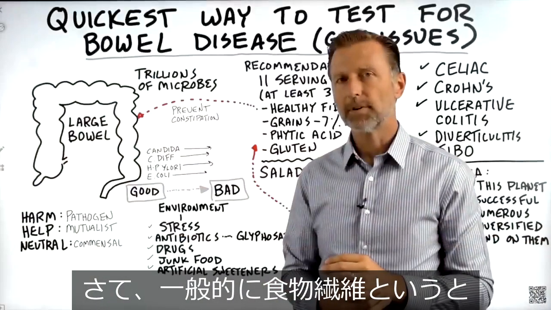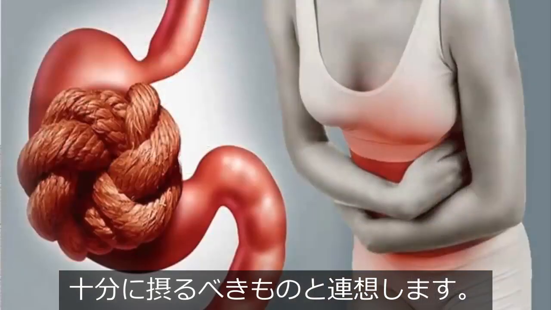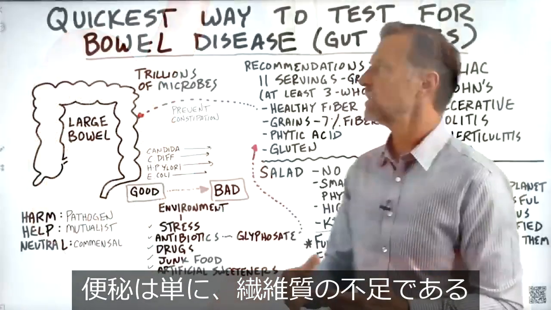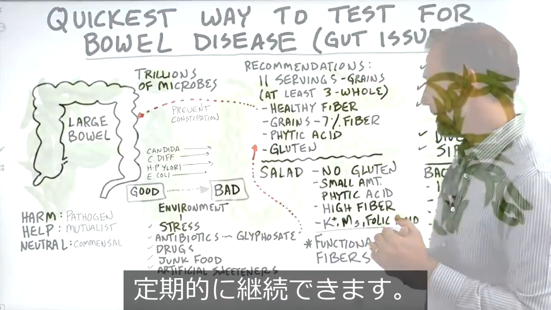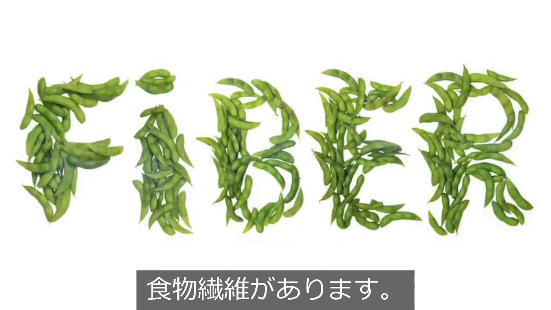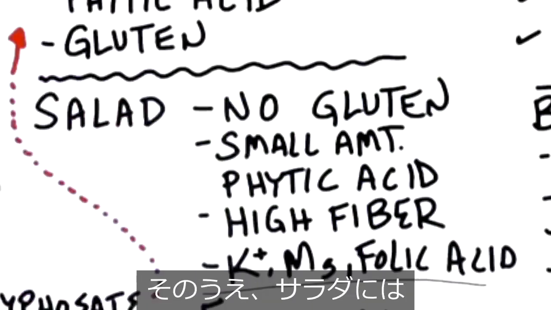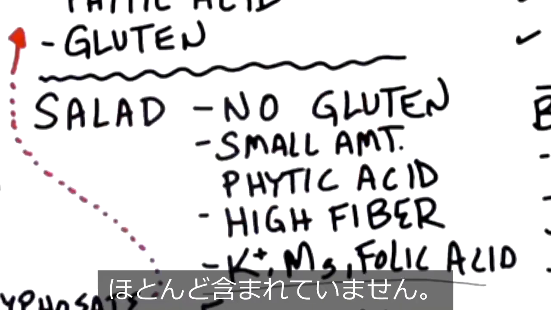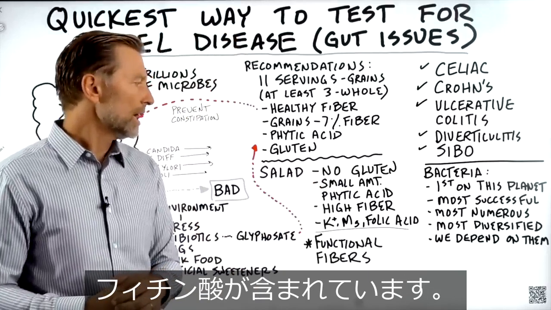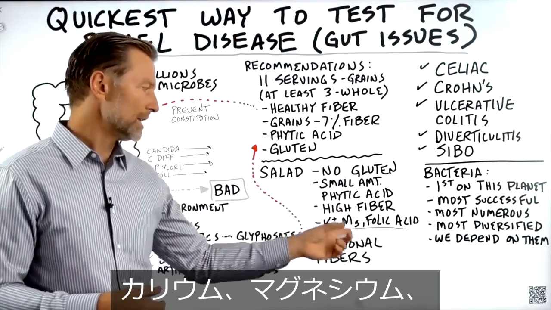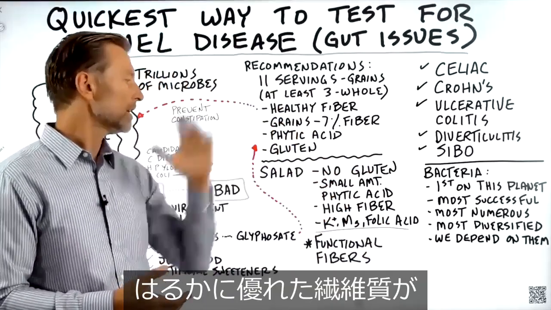Now, when we talk about fiber in general, people associate you have to eat enough fiber to prevent constipation, because we all know for a fact that constipation is just a lack of fiber. And if you just take more fiber, then you can actually go on a regular basis. Now, there's a lot of different types of fiber out there. You have the fiber from the grain, you have fiber from salad, right? That's a good amount of fiber. Plus, the salad has no gluten. It has very little amounts of phytic acid, except maybe in certain things like spinach that has oxalates and phytic acid. It also has a lot of nutrients, potassium, magnesium, folic acid, vitamin C. So of course, salad would be a much better fiber than grains.